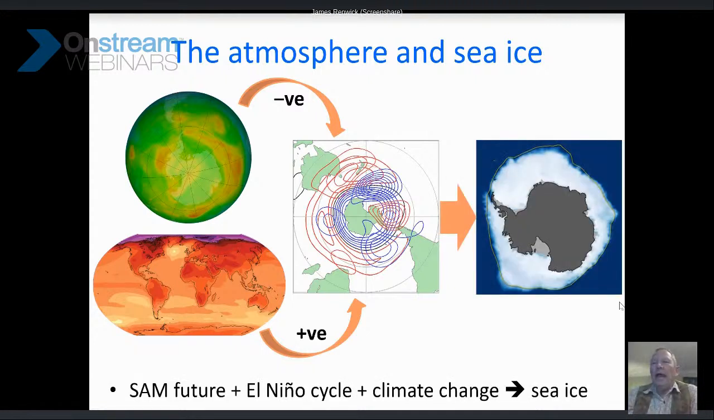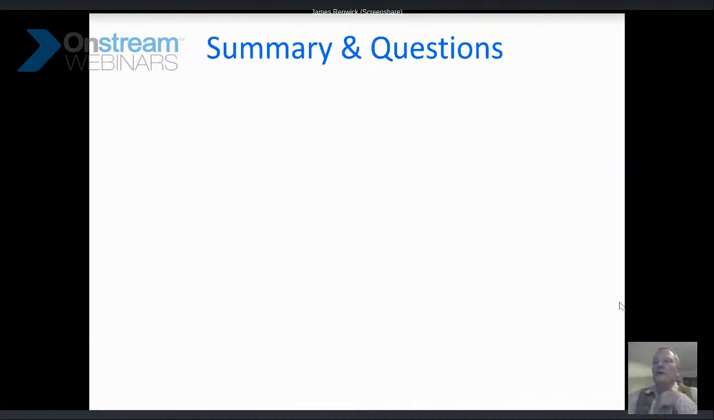And all of these things, including just the general warming of the climate and changes in the ocean circulation, all add up to what happens to the sea ice field. So I'd say we have to understand all of these effects before we can really say what sea ice extent is going to do around Antarctica. So just to summarise then.